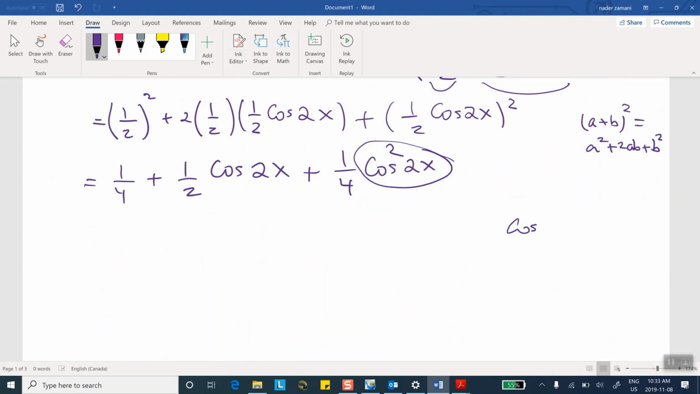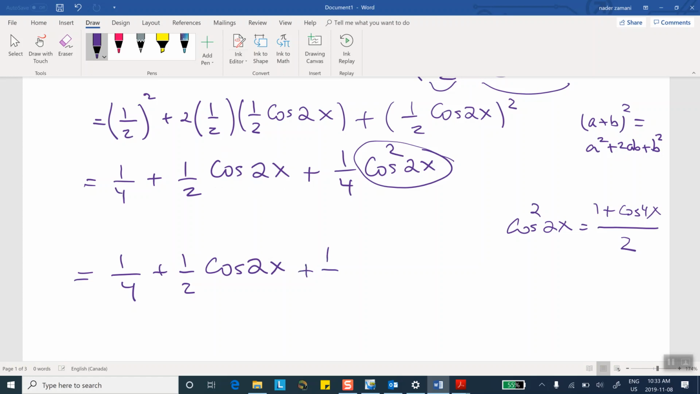Finally I have to get rid of this. And remember we use our double angle formula. Cosine squared of 2x is equal to 1 plus cosine of 4x divided by 2. So this is equal to 1/4 plus 1/2 cosine of 2x. There's nothing I have to do with this because this is already power 1, plus 1/4 of this, which is 1 plus cosine of 4x over 2. And yeah, that's pretty much it.